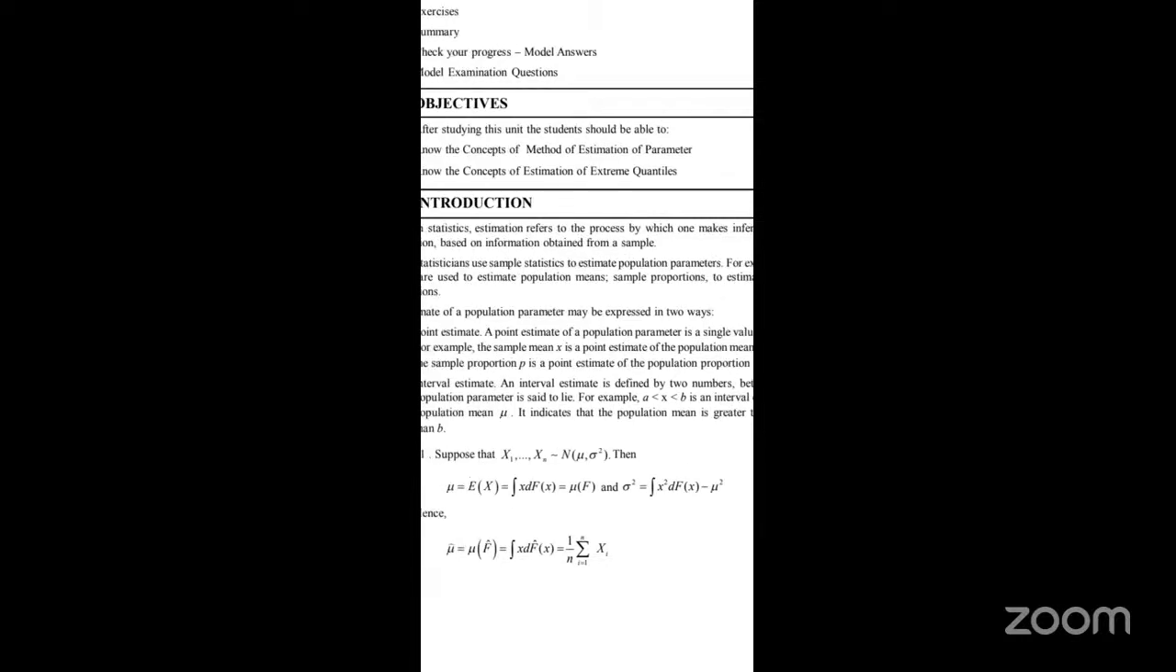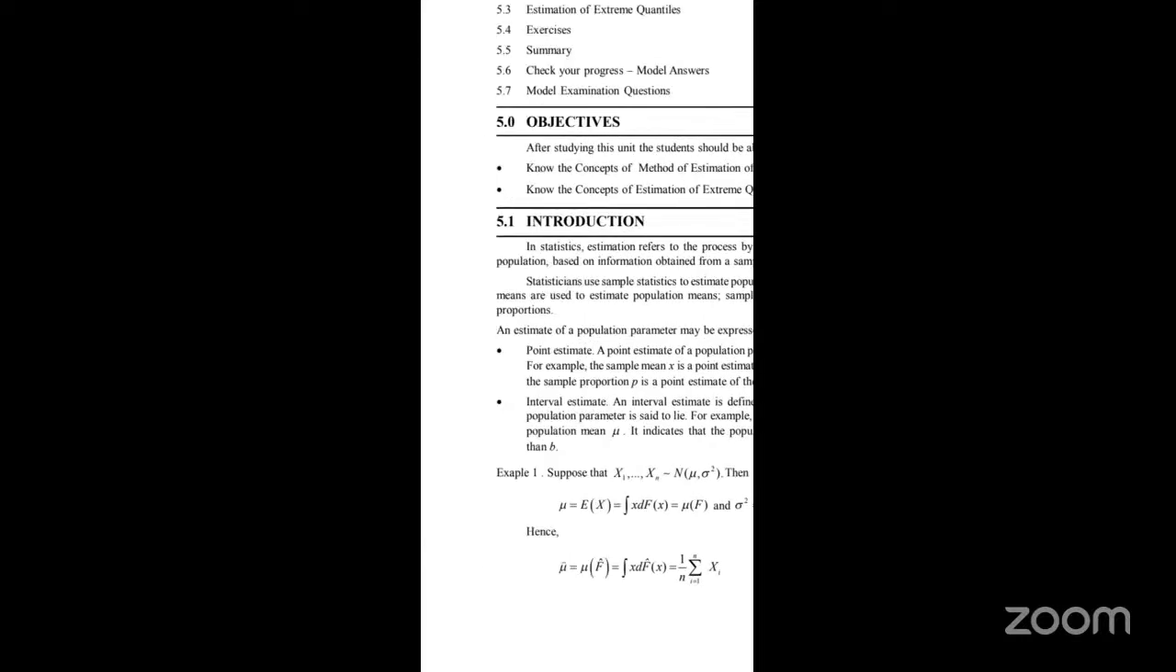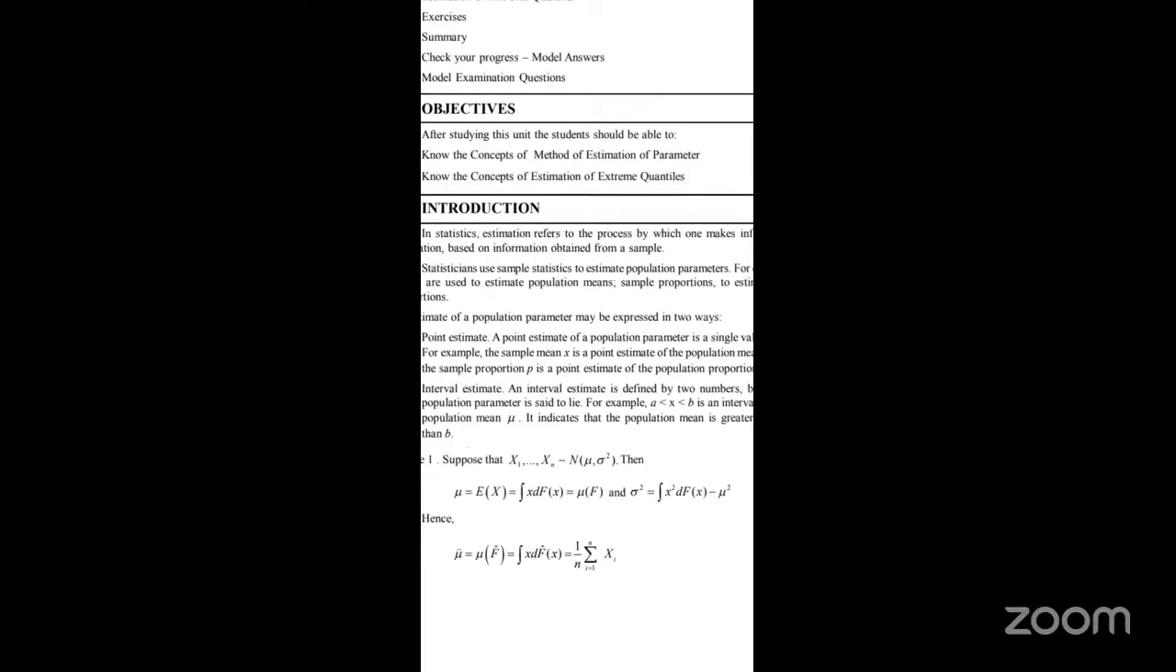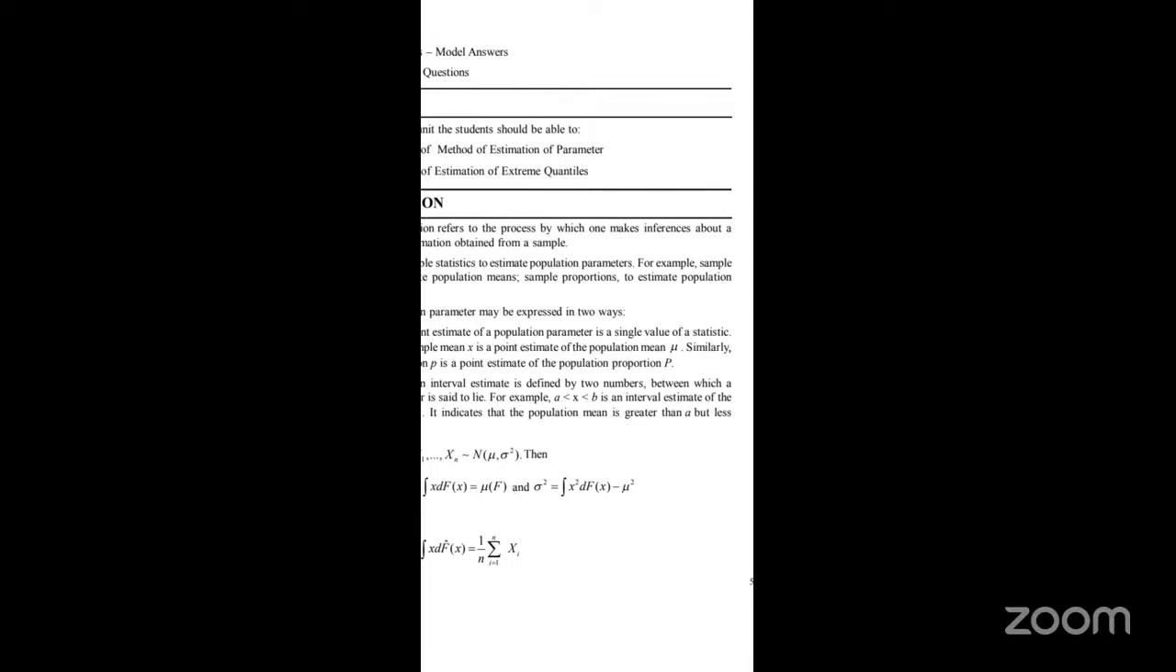Interval estimate. An interval estimate is defined by two numbers between which a population parameter is said to lie. For example, a less than mu less than b is an interval estimate of the population parameter mu. It indicates that the population mean is greater than a but less than b.